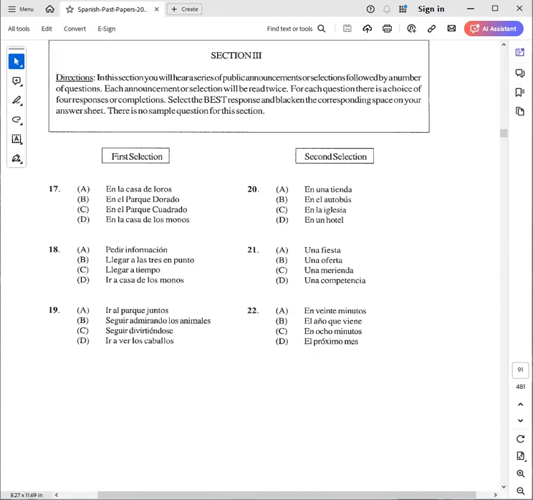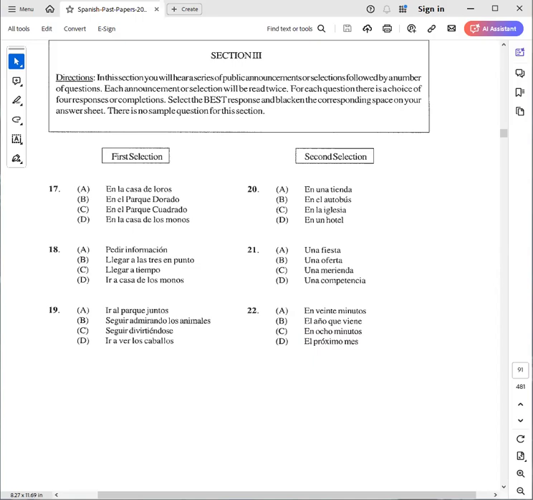And the last one, let me see. Después de la exhibición, ¿qué pueden hacer las personas? So after the exhibition, what can they do? They can continue admiring the animals, right? Seguir admirando los animales.